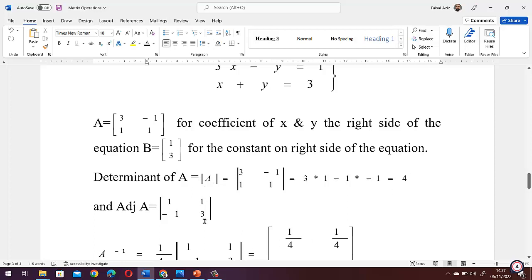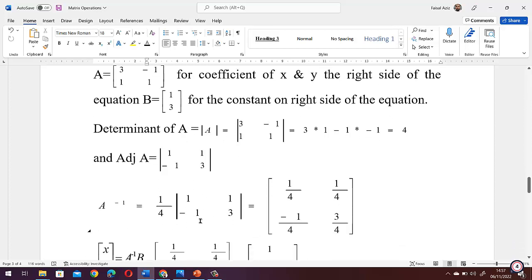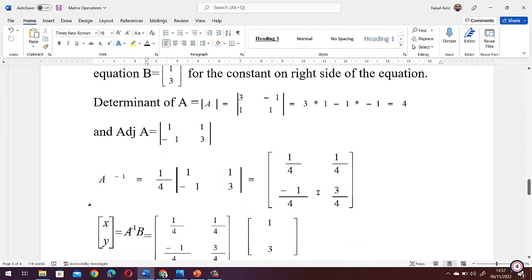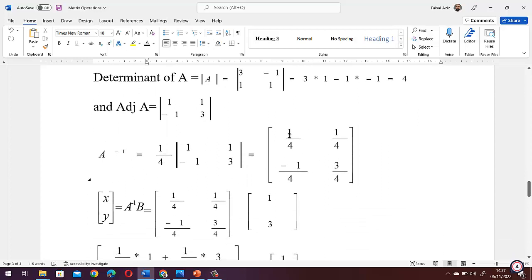And similarly, to calculate the adjoint of a matrix, you can see 3 and 1, I will have to change the position of these two digits, and for this 1 and minus 1, the other diagonal, I am just rolling my cursor on it, so I will change the symbols. So after putting all these values into the formula, we will get the final answer. A inverse, we have this matrix 1 upon 4, 1 upon 4, minus 1 upon 4 and 3 upon 4.